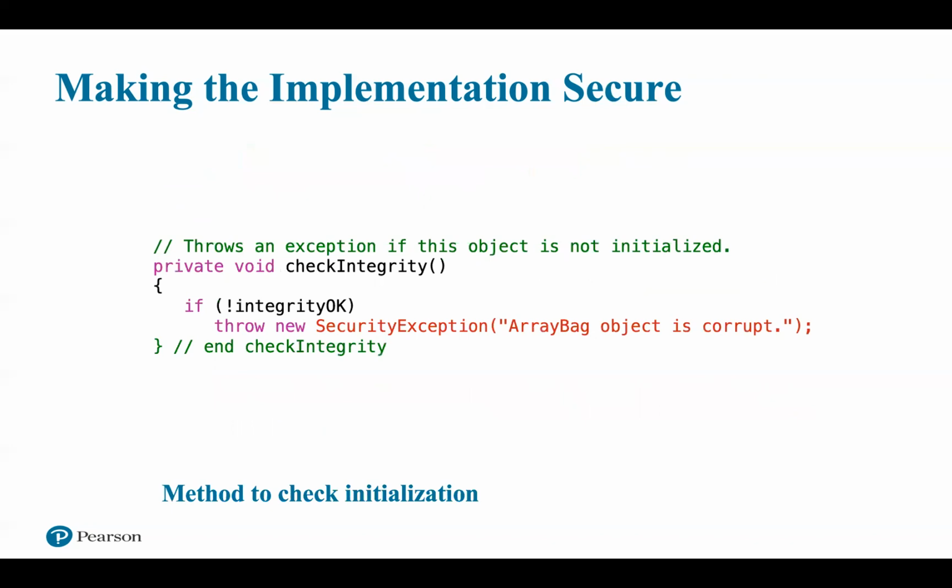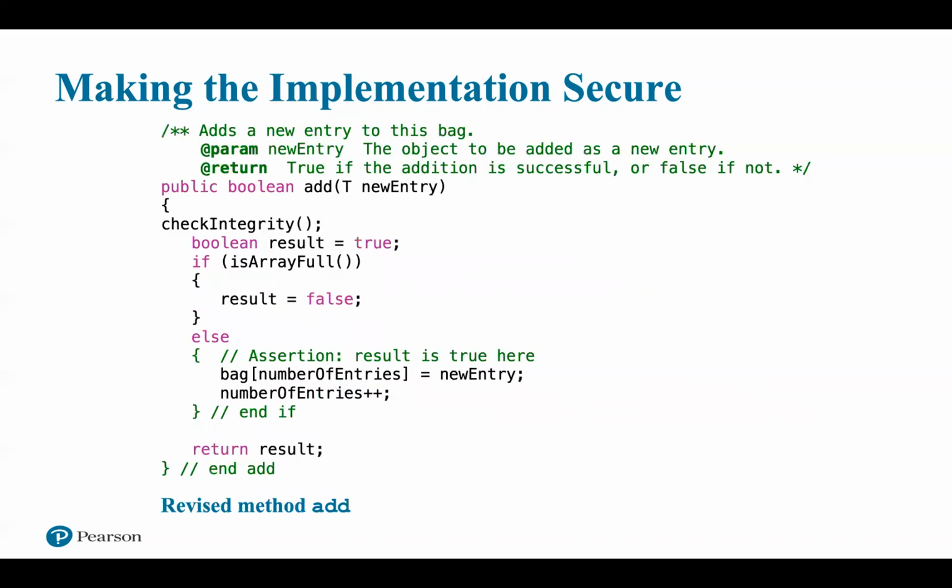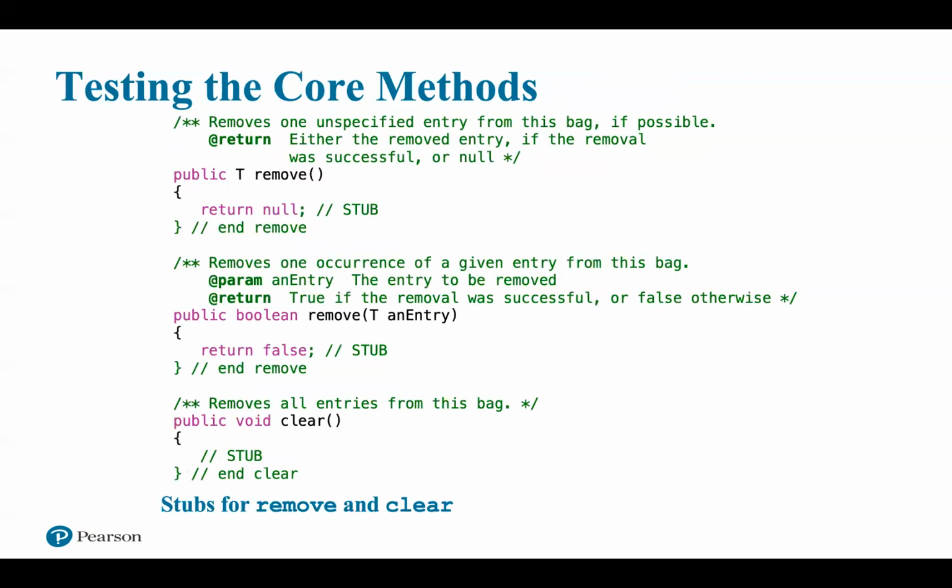And so this is the method to check initialization. Fairly short. Here is the method add. We've already discussed this type of arrangement, except that now we have these assertions and checking the entries. And then we have the code stubs for the remove and clear methods.